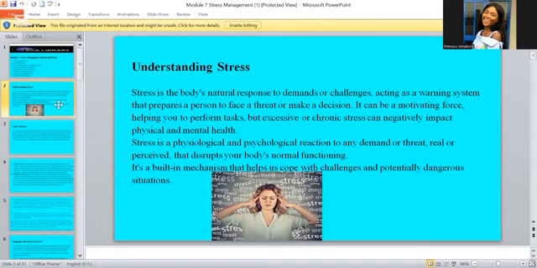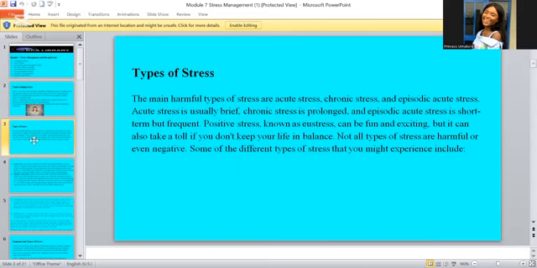Stress is the body's natural response to demands or challenges, acting as a warning system that prepares a person to face a threat or make a decision. It can be a motivating force, helping you to perform tasks, but excessive or chronic stress can negatively impact physical and mental health. Now let's look at the various types of stress.